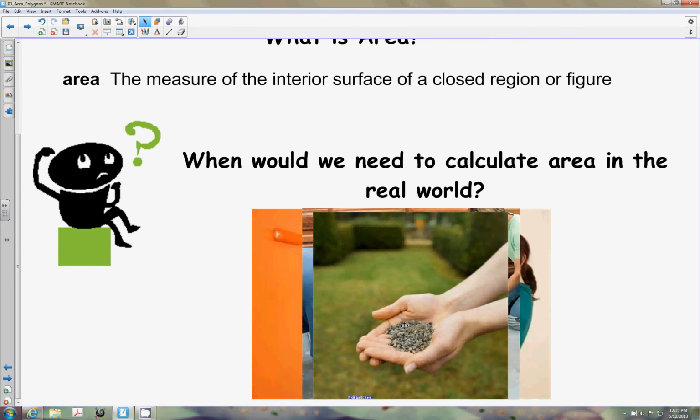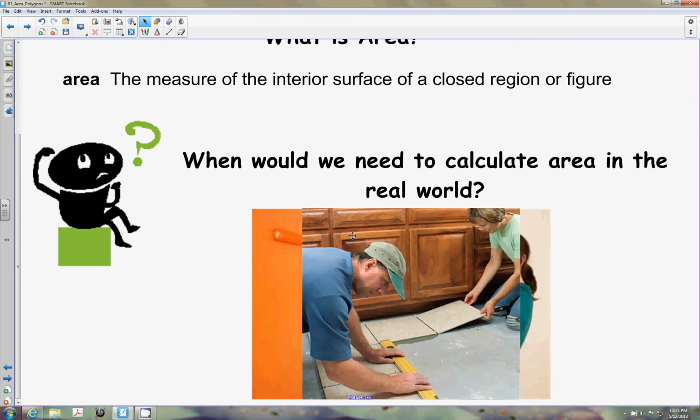All right, so first, you would need to calculate area if you were going to buy bags of seed for your lawn, okay? You would need to know how much seed to buy. You don't want to overbuy and spend so much money on seed. Who wants to spend so much money on seed? And you don't want to underbuy and then have patchy parts on your lawn. That would be crazy. So that would be one reason to calculate area.